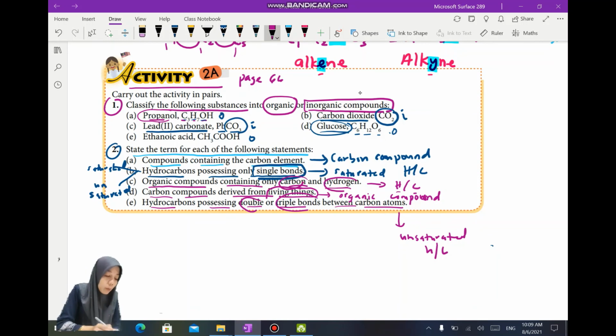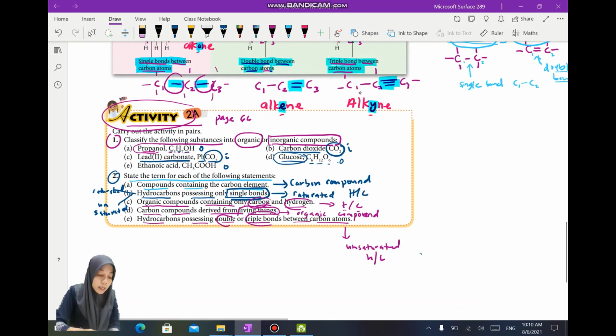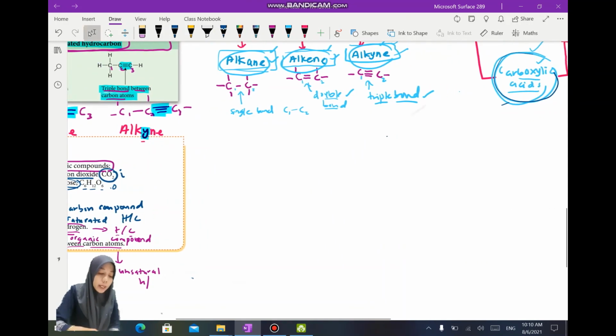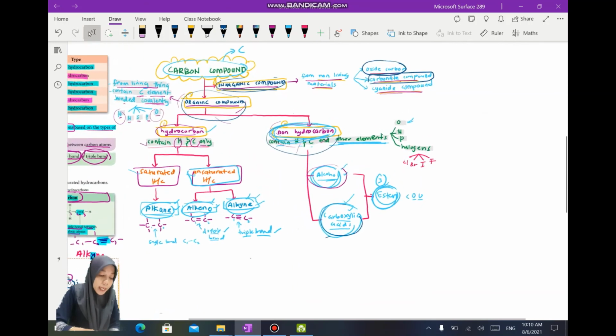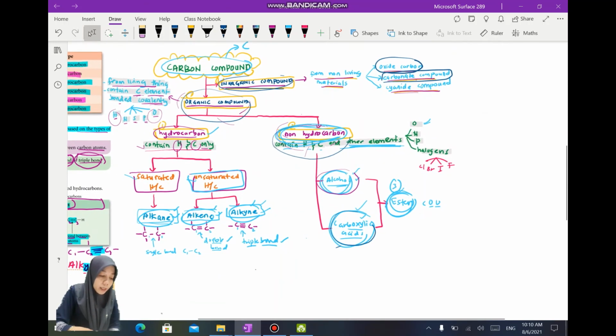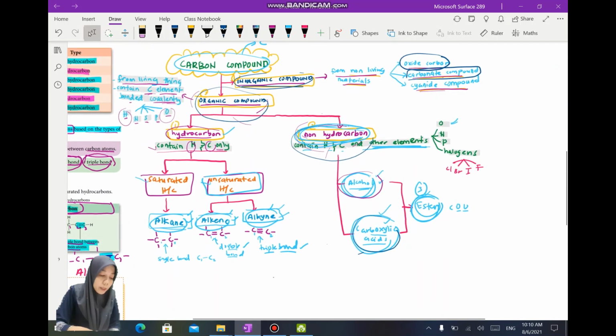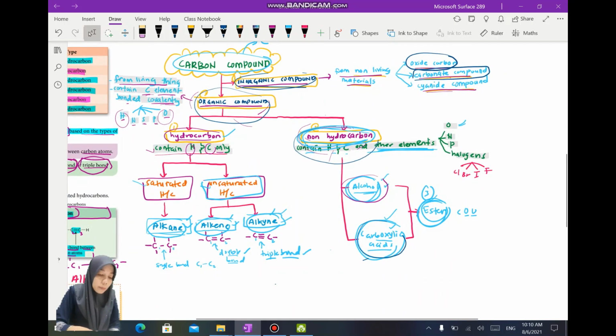Itu sahaja daripada teacher. Teacher harap kamu boleh buat aktiviti 2A dalam buku latihan kamu. Cuba jawab sendiri and then cek jawapan dengan video teacher ni. Dan jangan lupa salin peta pokok yang teacher buat ni. Contohnya macam peta pokok, untuk kamu mudah ingat pecahan-pecahan yang ada dalam carbon compound. Boleh salin dalam buku masing-masing.